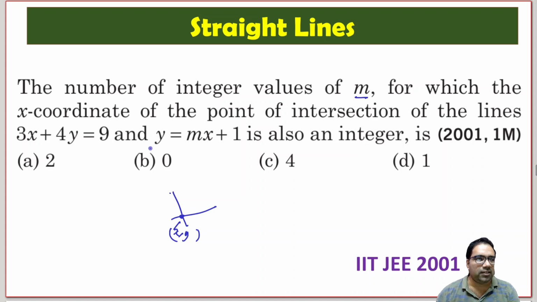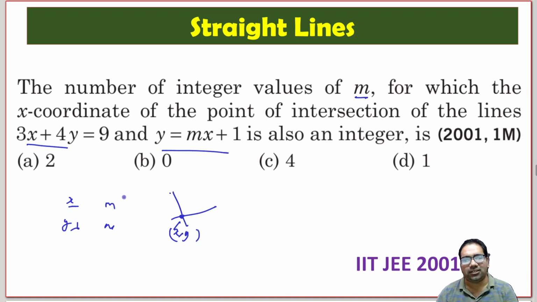So how do you find this? Let us try to solve these two equations. We'll get the x coordinate in terms of m, because there is m here. If m was some number, we would have directly solved. But otherwise also we can try to solve these two equations, and x and y you can get in terms of m. Y we don't need, we'll solve for x and see how we can ensure that x is an integer while m is also an integer.